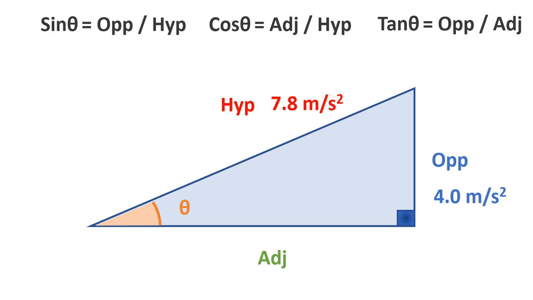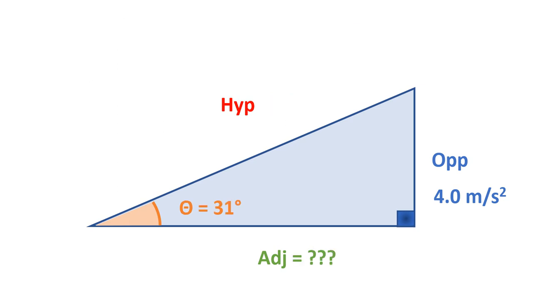So what you should have done is divided 4 by 7.8 and then just used the arcsine function in order to calculate the angle of release, which again will be 31 degrees. Okay, let's move on to another example.